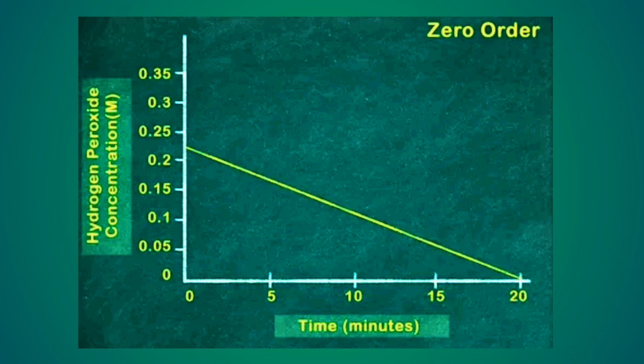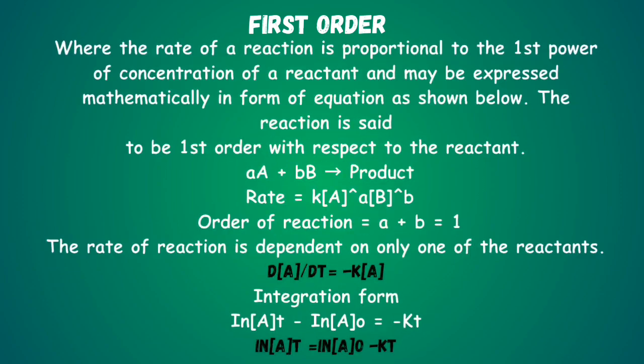Talking about the first order kind of reaction, here we are looking at where the rate of reaction is proportional to the first power of the concentration of the reactant, and it may be expressed mathematically below. When we have reactant A plus B giving our products, and of course, according to the law of mass action, rate is equal to k[A]^a[B]^b, and the order of reaction a plus b is equal to 1. Now, this first order reaction is when the concentration of the reactant is dependent on the rate.